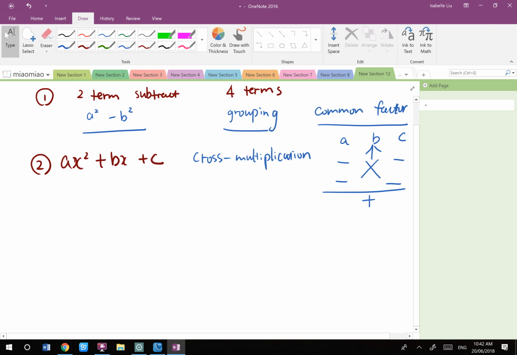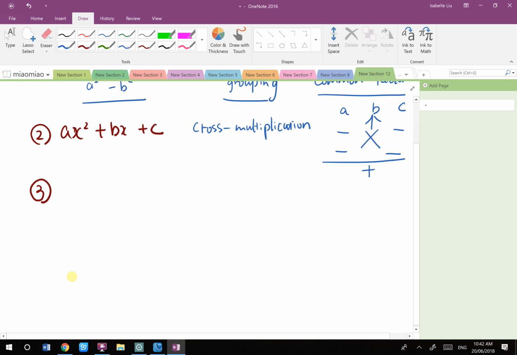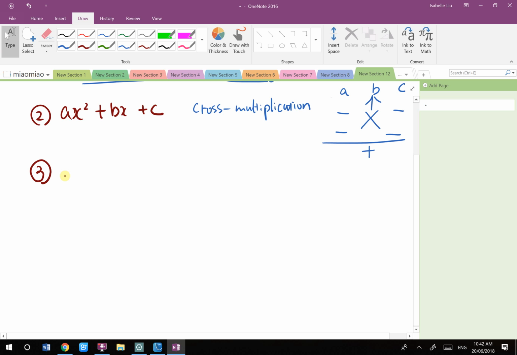And not all of them can be done by cross multiplication. It's not really connected to the chart yet. I'll just talk about what we have learned; later we'll put everything together. The next thing we learned is that not all of them can be done by this method. For example, they can be factorized, but only part of it can be factorized that way. So the third one we learned is called completing the square.